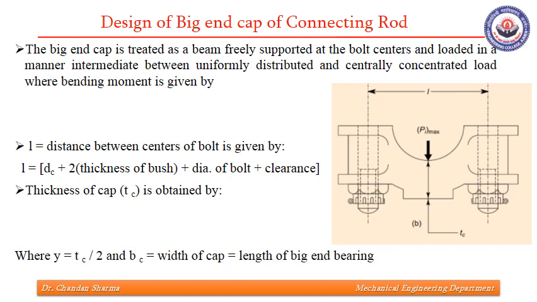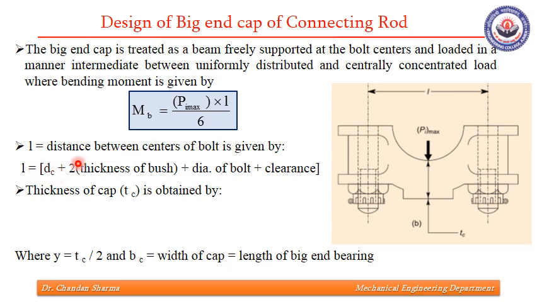What else? The dimensions of the big end cap. The big end cap is treated as a beam that is freely supported at the bolt centers and loaded in a manner intermediate between uniformly distributed and centrally concentrated load, where the bending moment is given by this equation. Maximum bending moment is Pi max into L by 6, where L is the distance between the center lines of the two bolts.